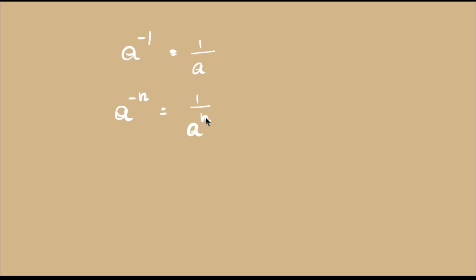If a raised to the power n is in the denominator, it can be expressed as a raised to the power minus n. And now, since we have acknowledged the existence of negative exponents, we'll have to see whether all the laws of exponents which we had logically arrived at in the case of positive exponents are applicable here also. That is what we are going to establish in this video.